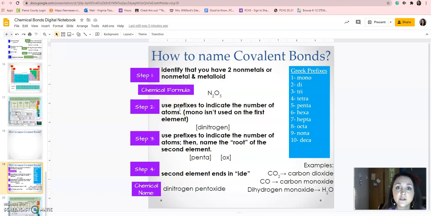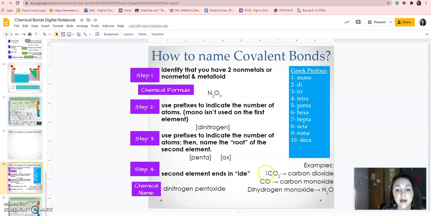The only reason you would not use a prefix is if there's mono in the first thing. So we don't use mono before the first element. Otherwise, you will always have a prefix. So in this case, we have two nitrogens, so it would be dinitrogen. And then I have five oxygens, so I would be pentaox. And then we put ide on the end of everything. Regardless of whether it's ionic or covalent, you will always have ide on the end.